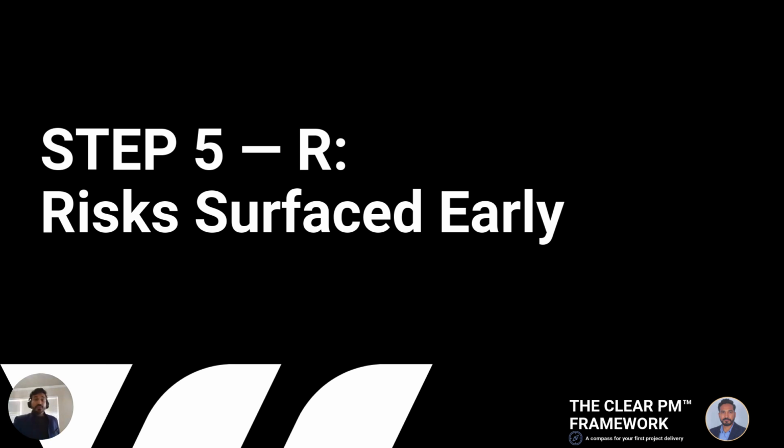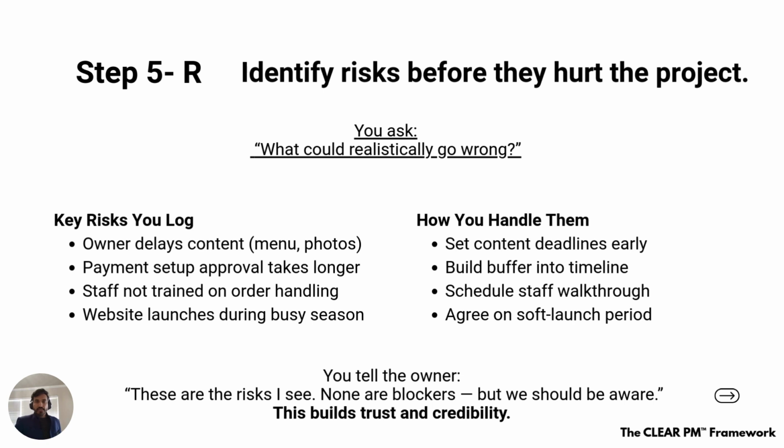Okay, the risk. Right? The key risks you log: maybe the owner delays the content, as Sanjay said, like some images, photos, or the owner is not finalizing what my menu should be, item-wise or cuisine-wise, or what different menus he needs. If you do not get that by that particular time, you will not be able to complete this project.